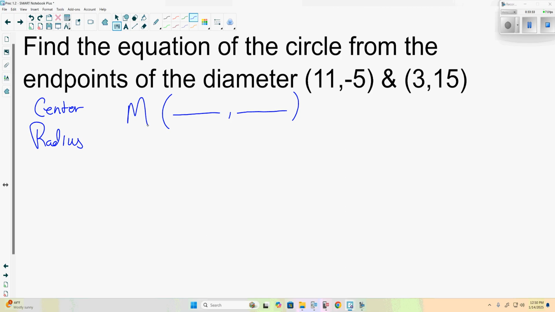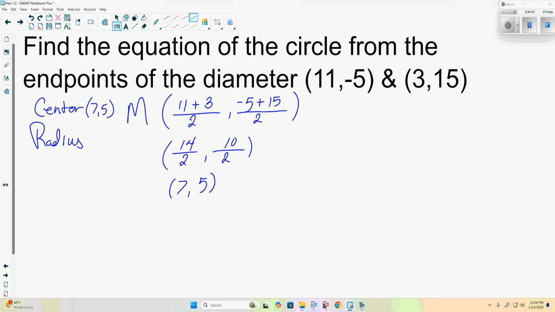So we can use the midpoint formula, which is x1 plus x2 divided by 2, comma y1 plus y2 divided by 2. Now here 13 plus 3 is 14. Negative 5 plus 15 is 10. 14 divided by 2 is 7. 10 divided by 2 is 5. Which tells us that the midpoint of these 2 points is 7, 5. Or that our center is the point 7, comma 5. Now that is helpful for us because it tells us that our x minus h would be x minus 7 squared plus y minus k would be y minus 5 squared is equal to our radius squared.